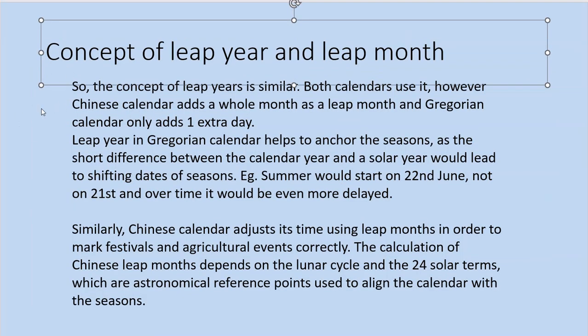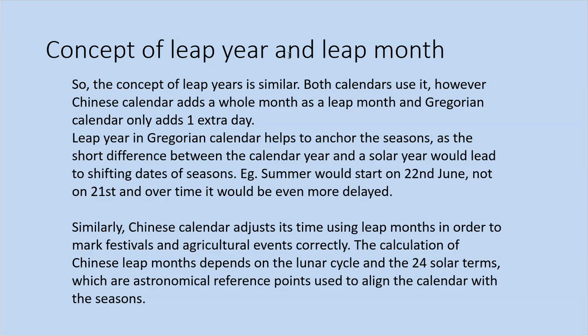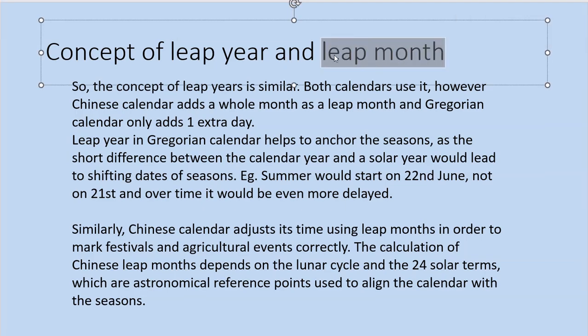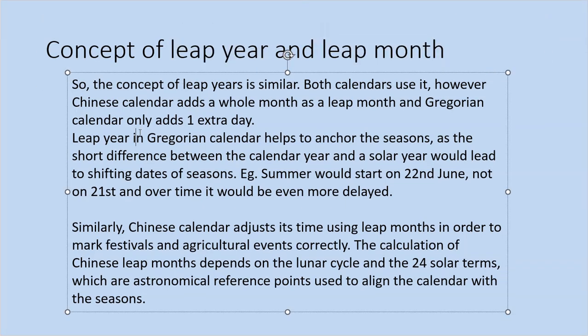So now let's talk about the concept of leap year and leap month. In Chinese calendar, we talk about leap month. In Gregorian calendar, we have a leap year. So the concept is similar. Both calendars use it. However, Chinese calendar adds a whole month as a leap month, and Gregorian calendar only adds 1 extra day. Leap year in Gregorian calendar helps to anchor the seasons, as the short difference between the calendar year and solar year would lead to shifting dates of seasons.